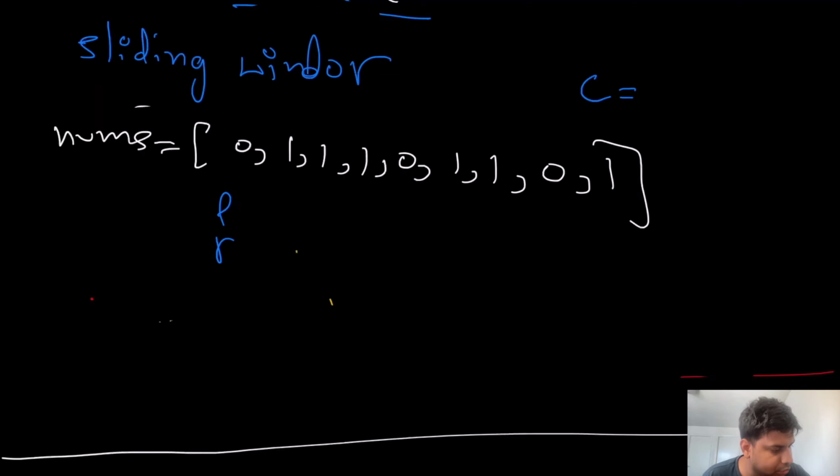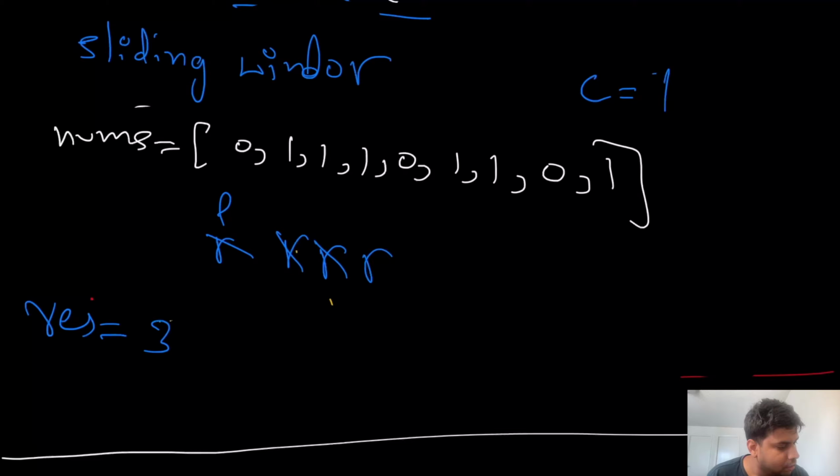Count also will be 0 initially. Keep moving. Initially it is a 0, so count will be 1. So keep moving, 1 1 1, and you will keep continuously calculating the size also, because all these windows are valid, since the count is less than or equal to 1. So res at this point will be how much? 1 2 3 4, so it will be 3.